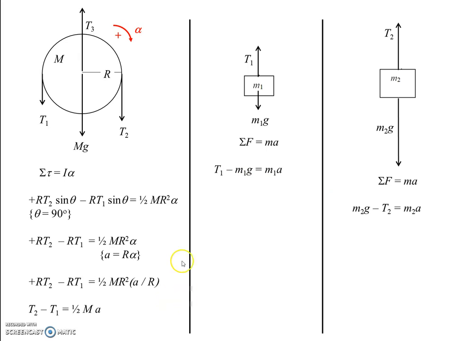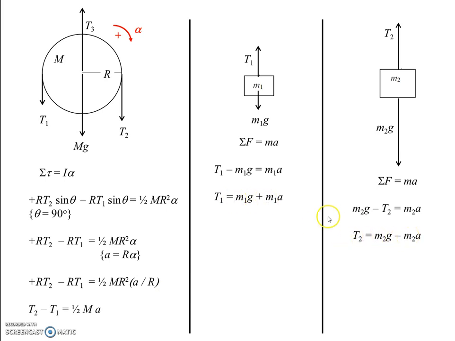So what do we do with these? Well, this equation has both T2 and T1. These equations have T1 and T2. Why don't we go ahead and solve each of these for their respective tensions? So pause the video, manipulate these. Solve this for T1, solve this for T2. So this should look like this: T1 equals M1G plus M1A. This one looks like T2 equals M2G minus M2A.